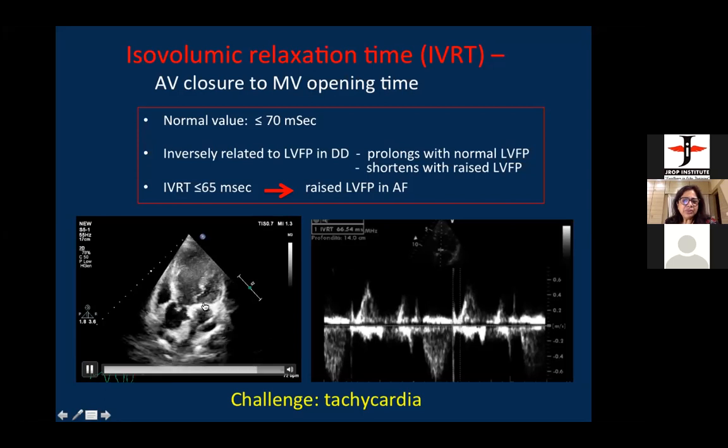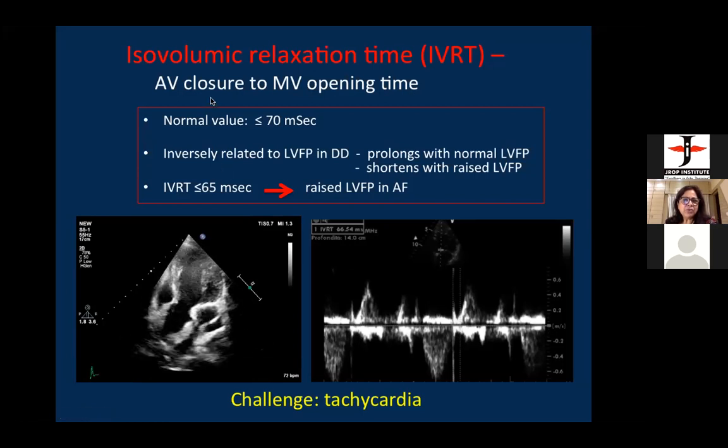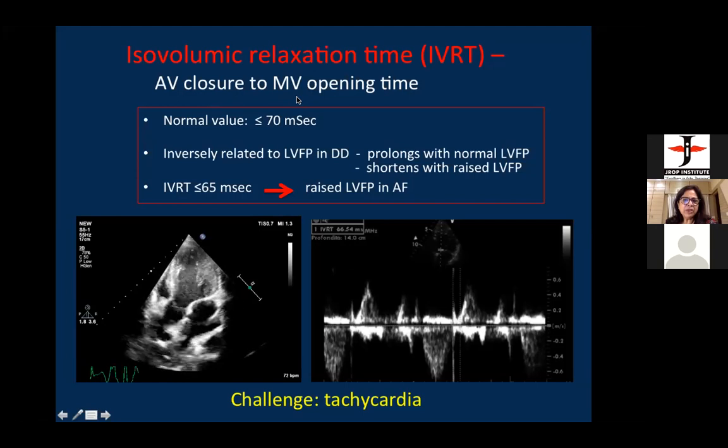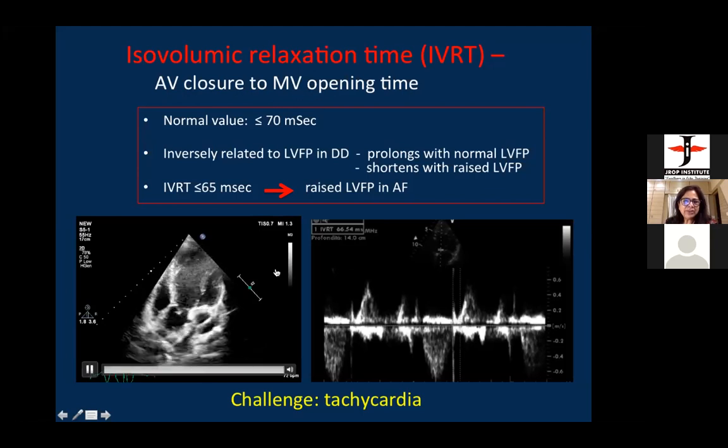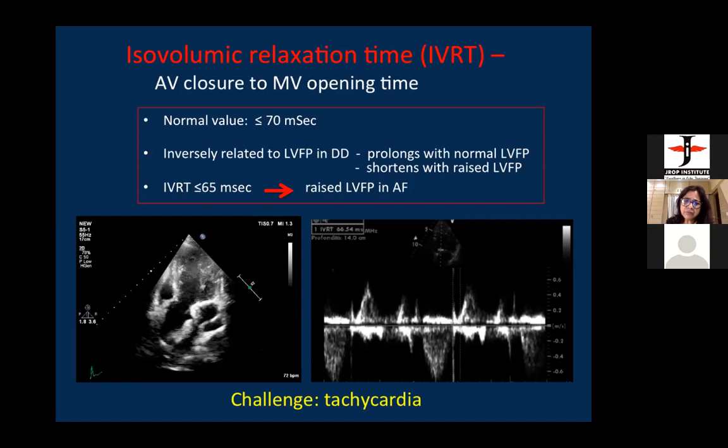Now here, can you see the mitral valve? Yes, ma'am. Now we have to find the time from the aortic valve closure to the mitral valve opening. We need to see the time at which the aortic valve closes, and the time when the mitral valve opens. That is possible only from the 5-chamber or 3-chamber view, where we see the mitral valve as well as the LV outflow. Clear? Yes, ma'am.